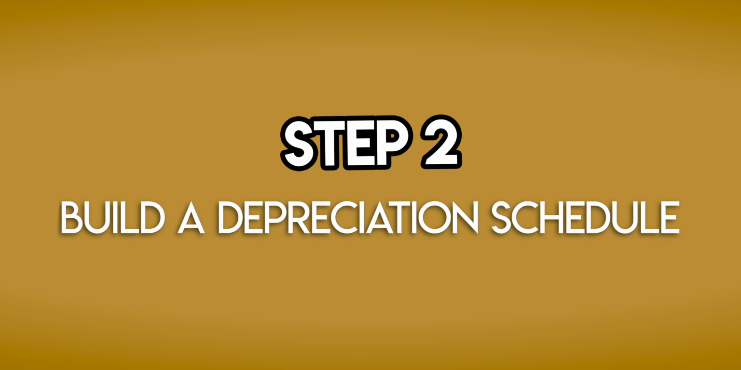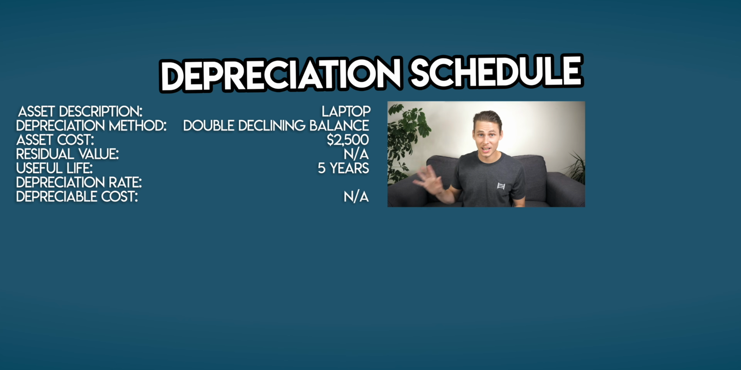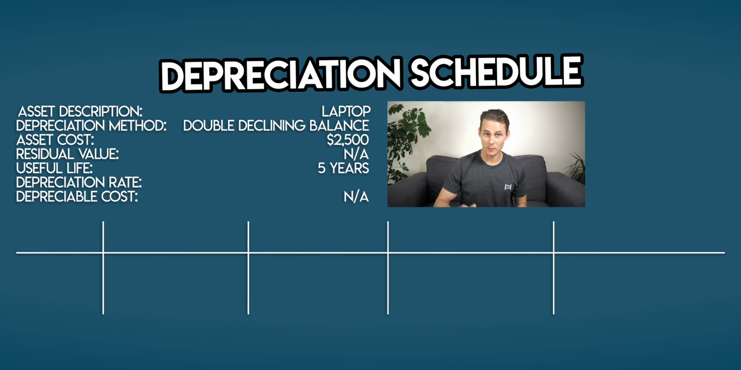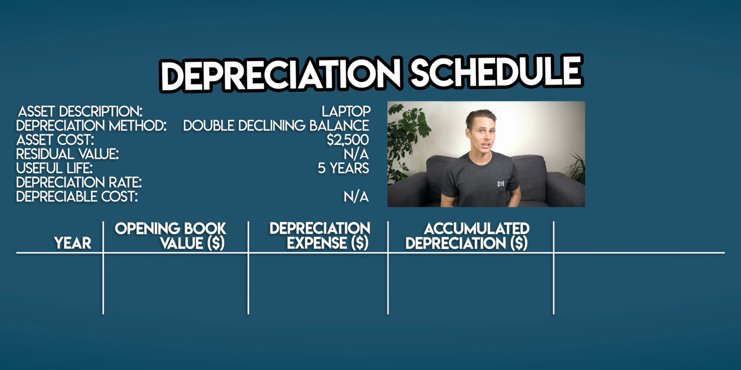Step 2. Build a depreciation schedule. When using the double declining balance method, the depreciation schedule is laid out in exactly the same way as it was last week when we covered the straight line depreciation method. It's a table with 5 columns. We have year, opening book value, depreciation expense, accumulated depreciation, and closing book value.